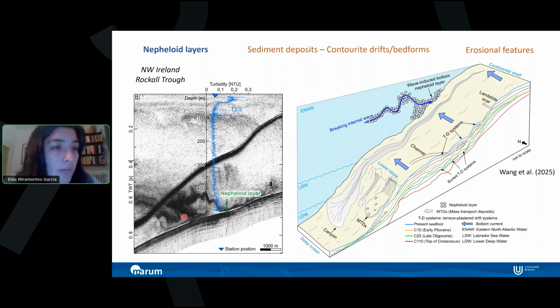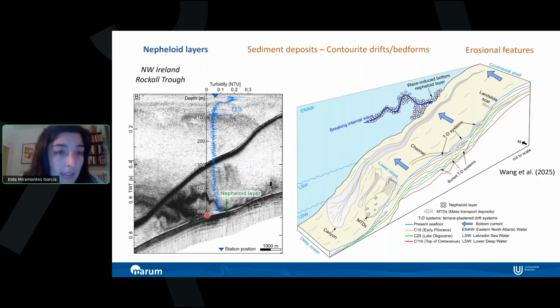Here's an example from Northwest Ireland in the Rockall Trough. You see here with a sub-bottom profiler, we have a contourite terrace and a small drift, so a terrace-drift system. The whole slope has several of these terrace-drift systems, and we could see how an internal wave was breaking exactly on the top of the terrace.